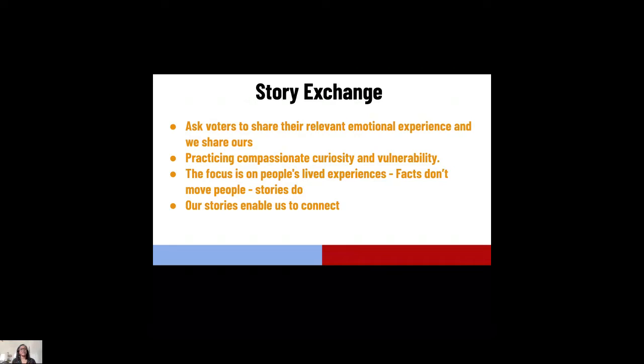Our stories enable us to connect with the person that we're talking to, and it builds that trust. I've just shared very vulnerably with you an experience that I had that had a profound effect on me. That's building that trust. It's building that relationship. That's why we call it a relational tool.